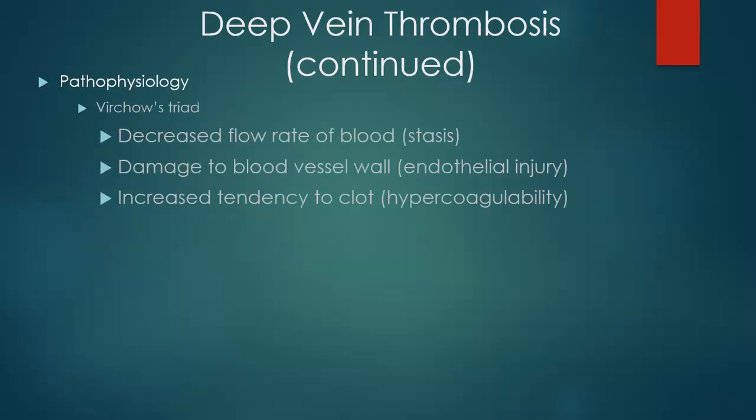Talking about the patho, we use something called Virchow's triad to assess and describe the risk factors for patients for DVTs. The three big things for Virchow's triad are decreased flow rate of blood, so stasis, damage to the blood vessel wall, the endothelial injury, and then an increased tendency to clot, so hypercoagulability. Like I said, Virchow's triad describes the factors implicated in the formation of a venous thrombosis.